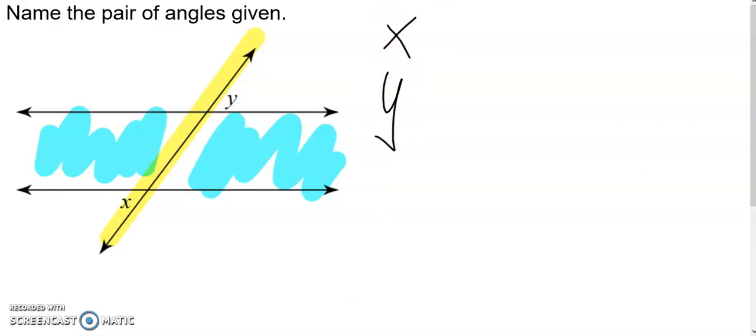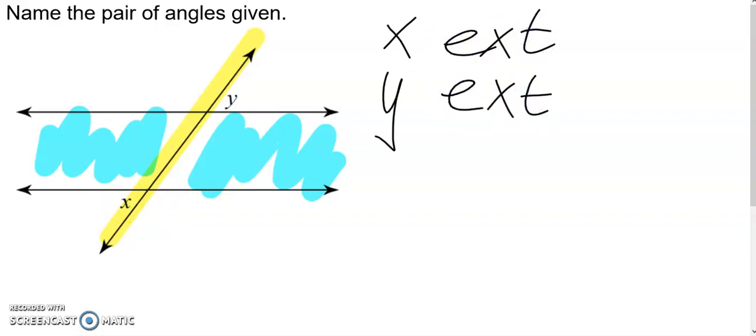Right here's X. Where'd my cursor go? There it is. X is right here. X is outside. It is an exterior angle because it is not in the shade. Y is also exterior, because you can see Y is not in the blue.